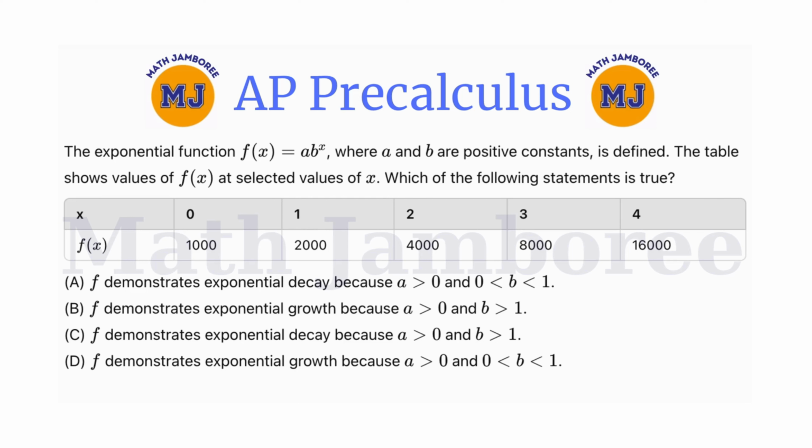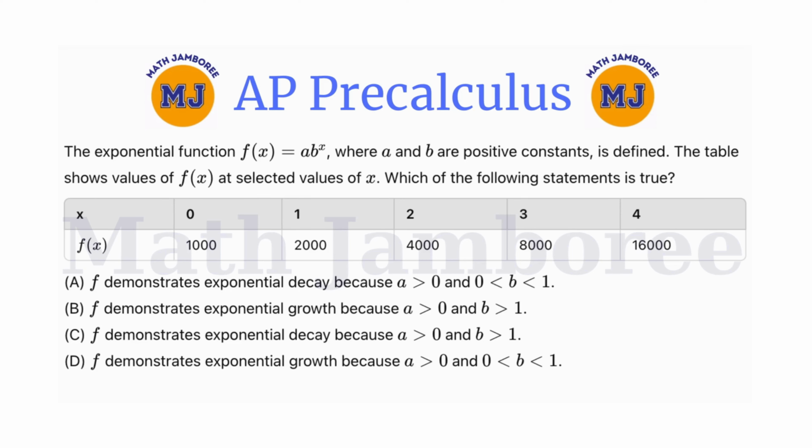In this video, we have another AP Precalculus type of a question for you from the topic of exponential function. Let's solve it together. The exponential function f of x is given as a times b to the power of x, where a and b are positive constants, is defined. The table shows values of f of x at selected values of x. We show the following statement is true.